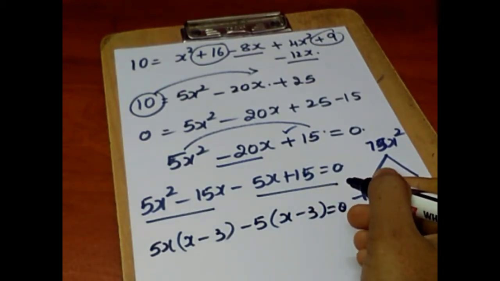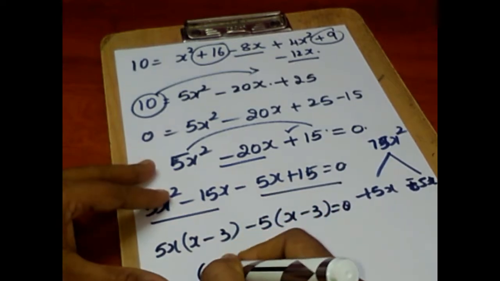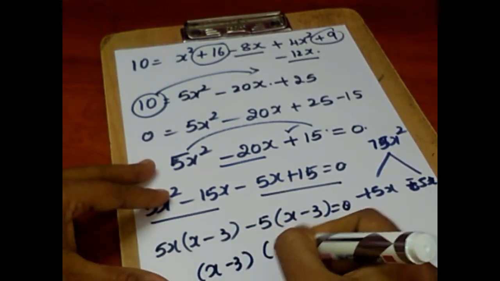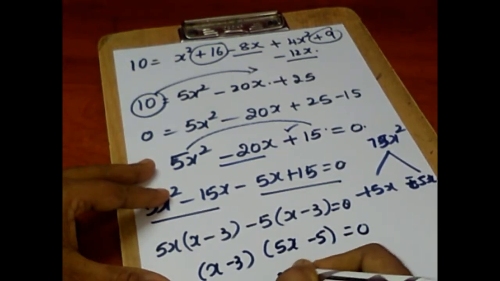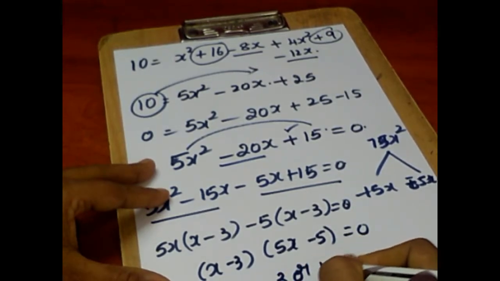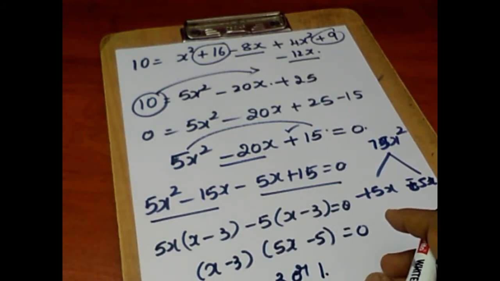Hence the solution is (x minus 3) into (5x minus 5) is equal to 0. x is equal to 3 or 5 by 5, which is 1. This is the solution for question number 6.